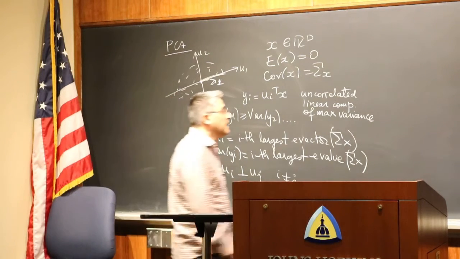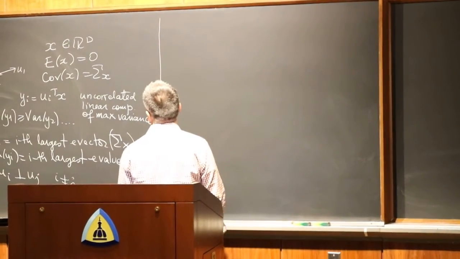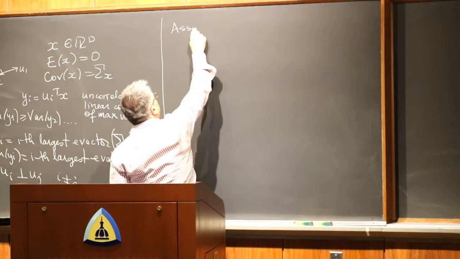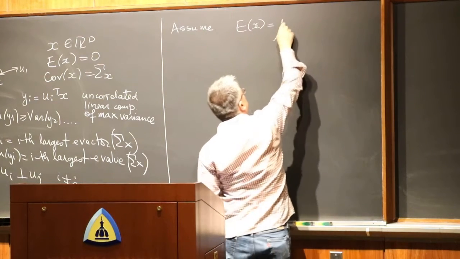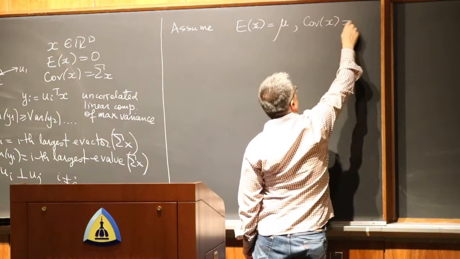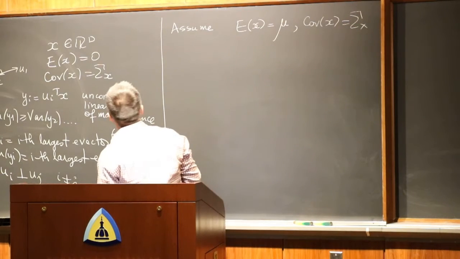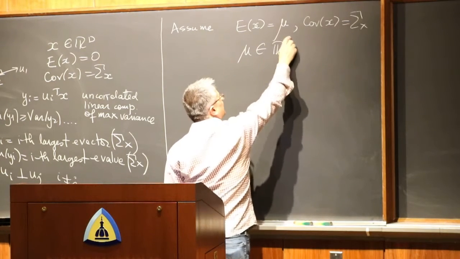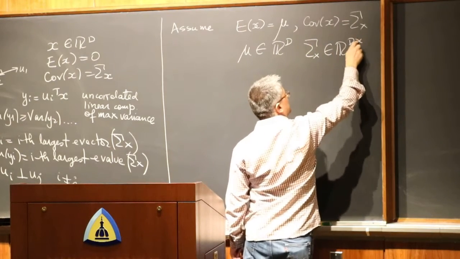Okay. So let me begin then briefly with the first extension, which is what if the data is not zero mean? So assume now that the expected value of x is equal to mu, right? And as before, the covariance of x is sigma x. So this mu is a vector that belongs to R^d, and as before, the covariance is a matrix that belongs to R^(d×d).